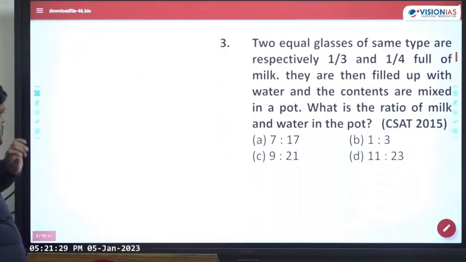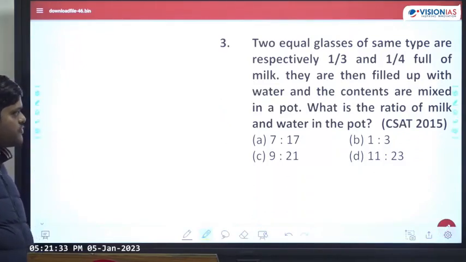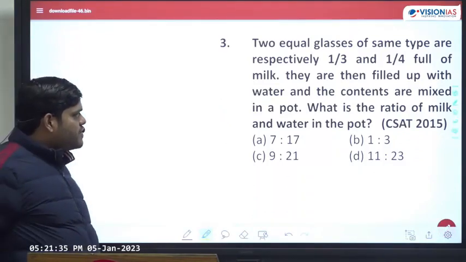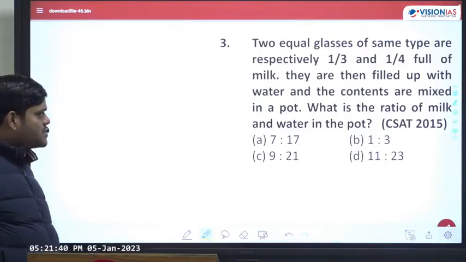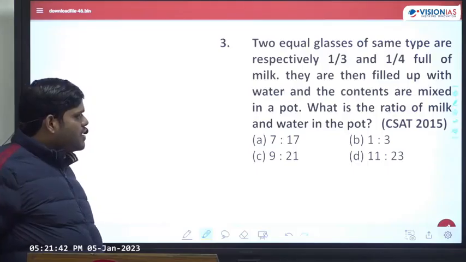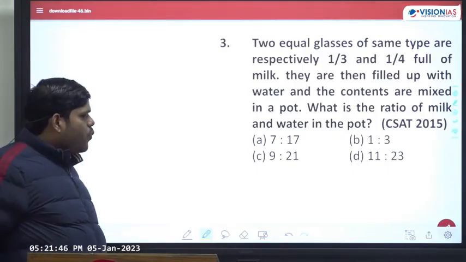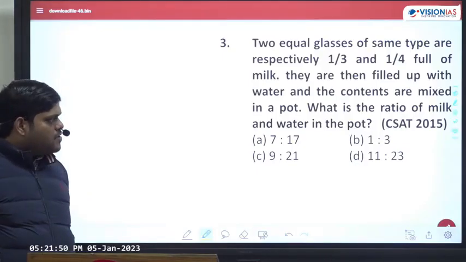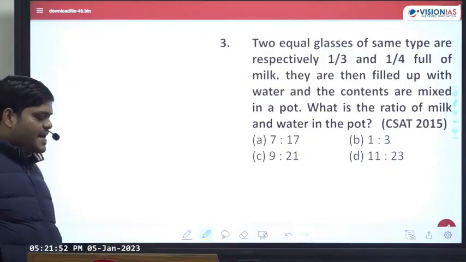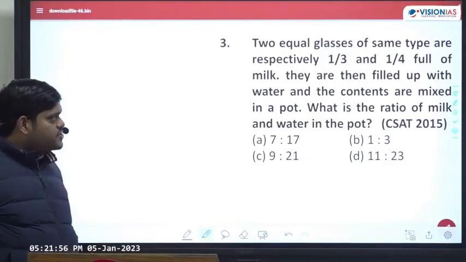Okay, try this question. Two equal glasses of same type are respectively 1/3 and 1/4 full of milk. They are then filled up with water and their contents are mixed in a pot. What is the ratio of milk and water in the pot? Try this question.